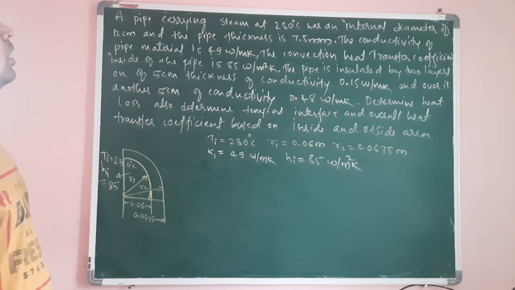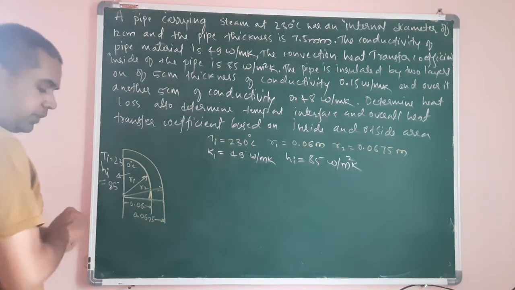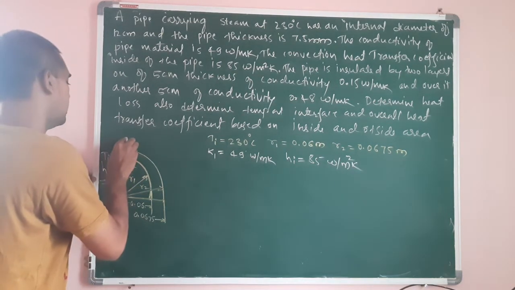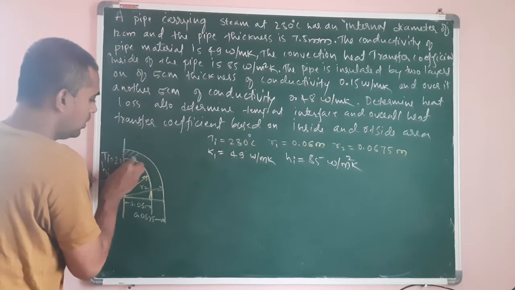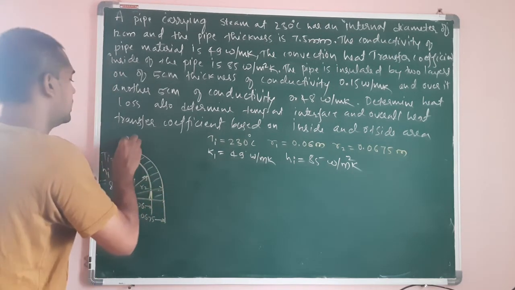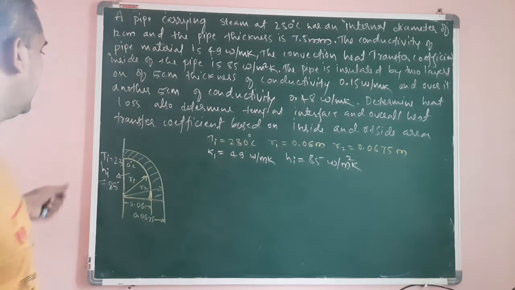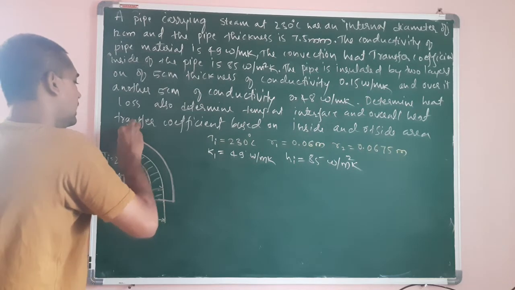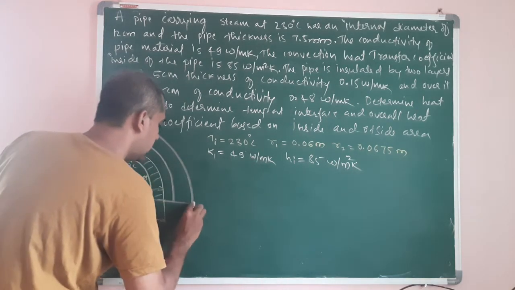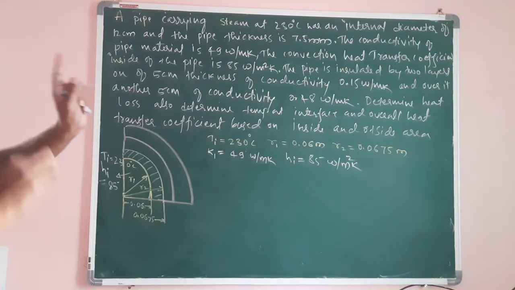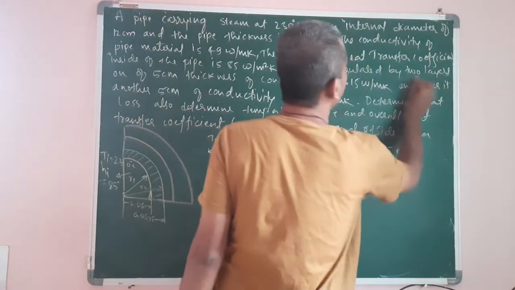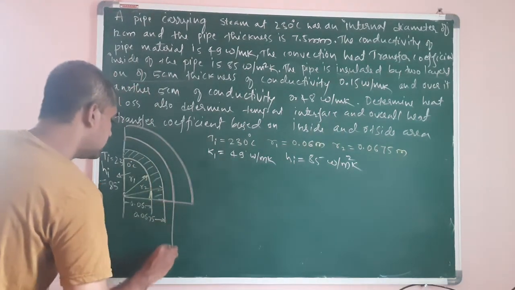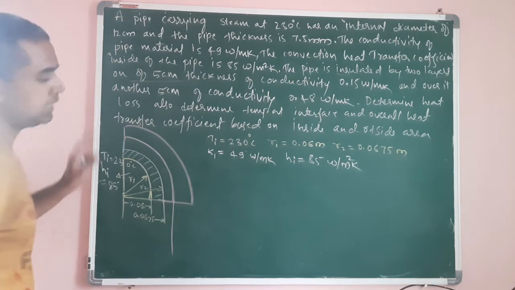Okay, the pipe is insulated by 2 layers. This is the pipe, and after this there are 2 layers. This is one layer and this is the second layer. The pipe is insulated with 2 layers of 5 centimeter thickness, which means each thickness is 5 centimeter.